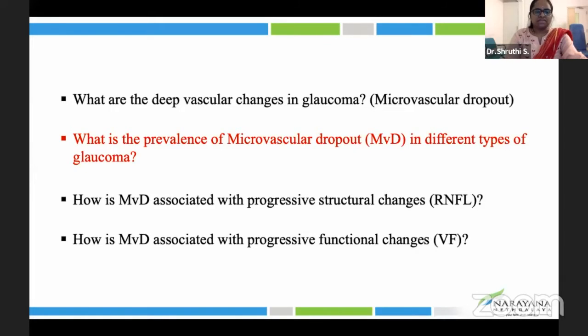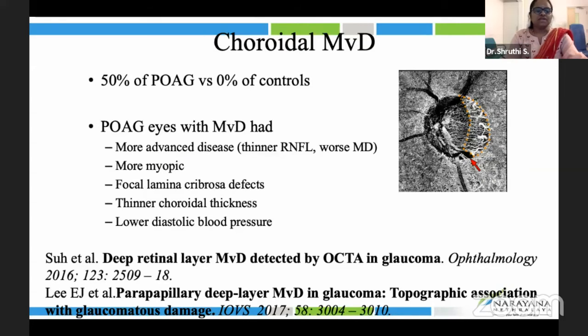So coming to the next question, what is the prevalence of this microvascular dropout, which is a novel biomarker, in different types of glaucoma? Su et al., in a study, said that there is a 50% prevalence of microvascular dropout in POAG eyes compared to controls, and POAG eyes with microvascular dropout had more advanced disease and they were more myopic, had more focal lamina cribrosa defects, thinner choroidal thickness and lower diastolic blood pressure.